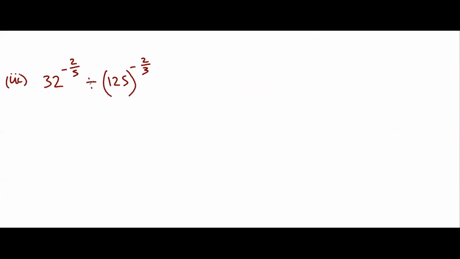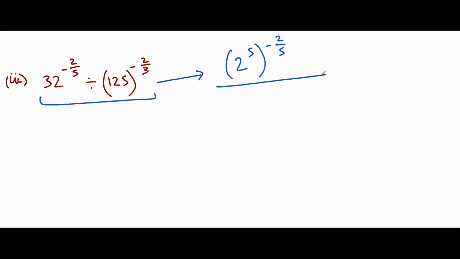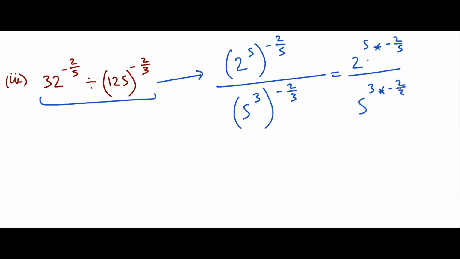Okay, so as we were discussing, this would be equal to 2 raised to power 5 minus 2 by 5 whole upon 5 cube whole raised to power minus 2 by 3. Now what I'll do is I'll multiply this and this: 5 with minus 2 by 5, and 3 into minus 2 by 3.